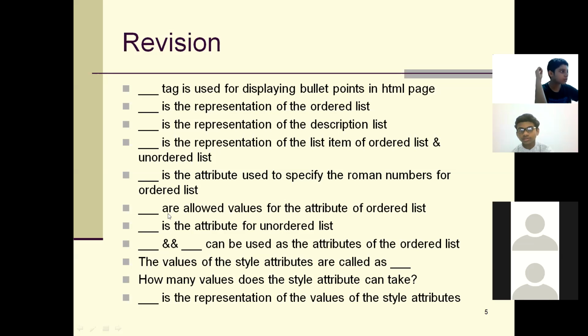Open tag UL, okay, close tag. Read out the question first. Dash is the attribute for unordered list. No, dash, or allowed values. So what are allowed values for the attribute of the ordered list? So what is the ordered list attribute? Type is the attribute, right? Yeah. So for the type attribute, what are the allowed values?